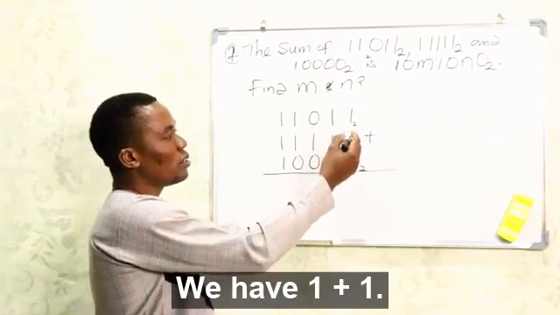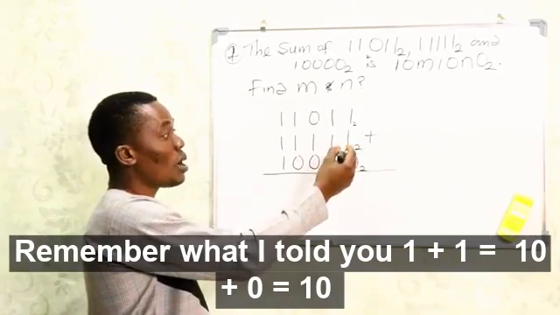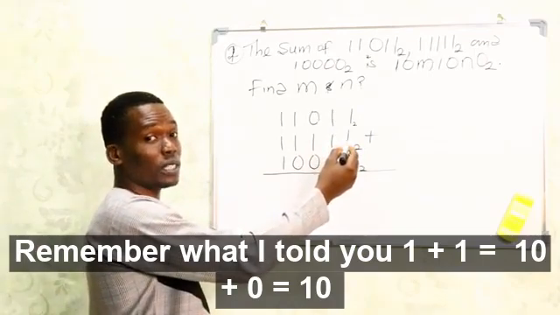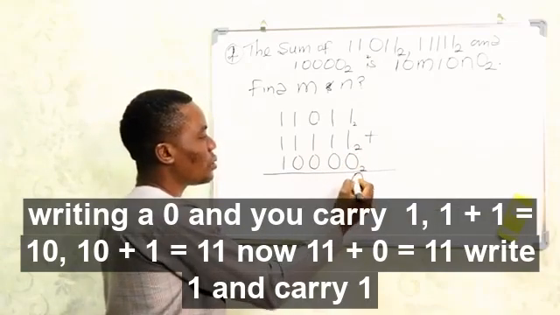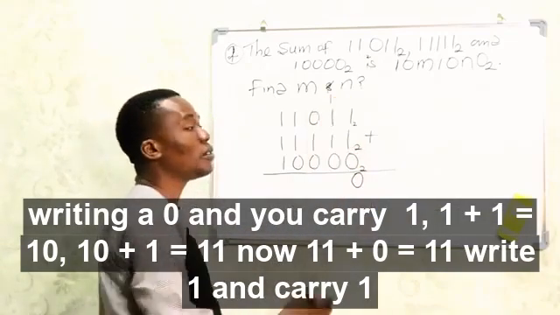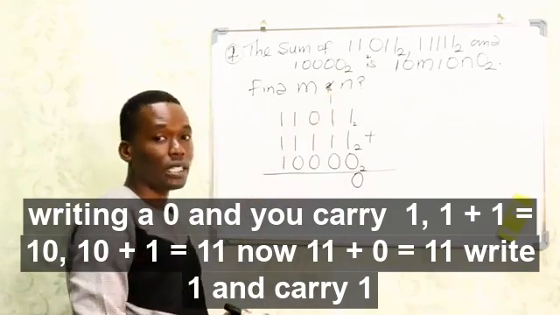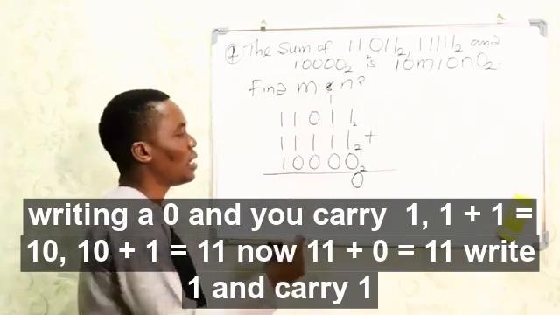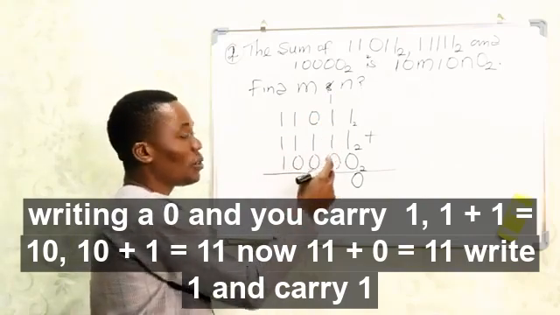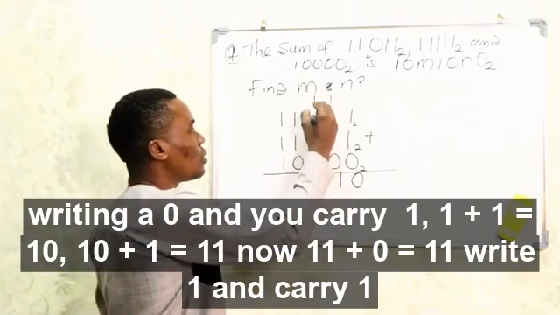Now we have 1 plus 1. Remember what I told you? 1 plus 1 is equal to 10. Plus 0 is still 10. You write a 0 and you carry what? You carry 1. Now let's go about this. 1 plus 1 will give you a 10. 10 plus 1 is going to give you 11. Now 11 plus 0 is going to give you 11. You write 1 and then you carry 1.